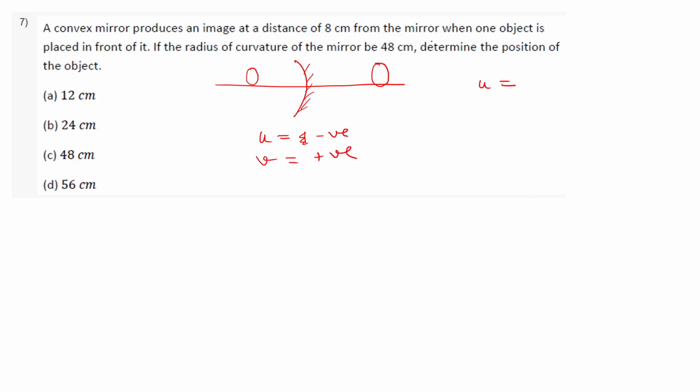Okay, so what we know is, image is formed at a distance of 8 centimeter. Radius of curvature of the mirror is 48 centimeter. We have to find out position of the object. Radius of curvature is 48 centimeter. That means focal length is half of this, that means 24 centimeter is the focal length.